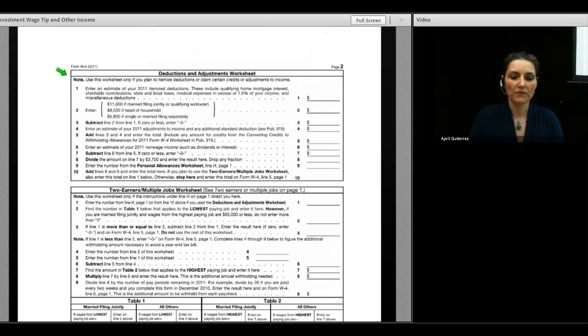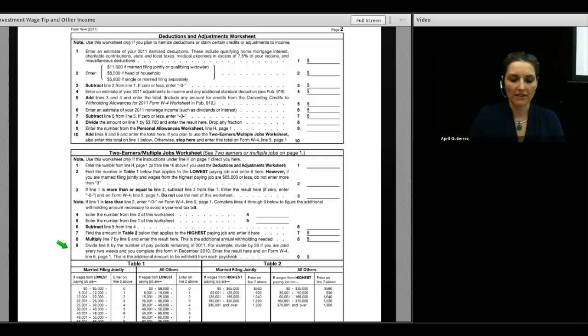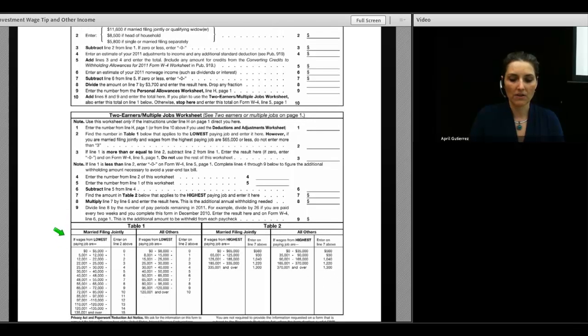Now moving on in the W-4, you can see there are additional worksheets. One of those is for factoring if you have additional deduction items. And the other one is what to do when you have two earners with multiple jobs. Ultimately, it's a very long worksheet, with a lot of complexity to go through to figure out how many exemptions to claim.